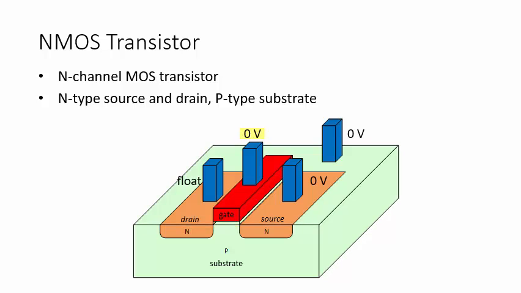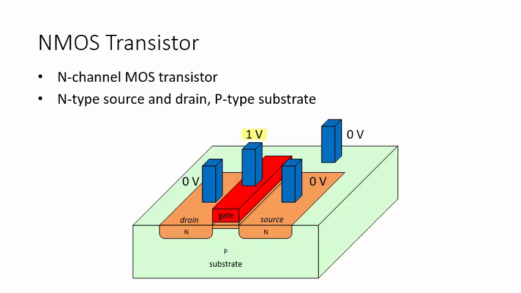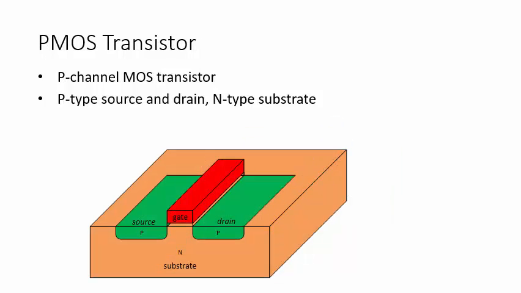When you apply 0 volts to the gate, the source and drain are disconnected and the switch is off. When you apply 1 volt to the gate, the source and drain are connected and the switch is on. Now let's look at the PMOS transistor. It is fabricated in an N-type silicon substrate and has a P-type source, P-type drain, and poly gate. There are metal connections to the substrate, source, gate, and drain.